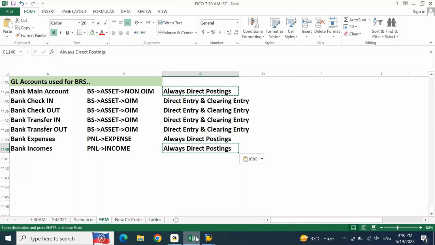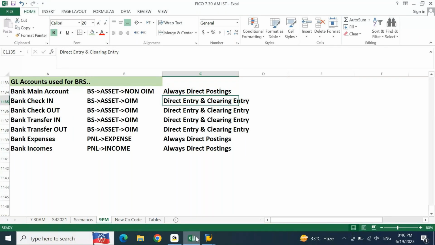because whenever you post anything to a P&L account, you have to give a debit, you have to give a credit. In short, debit, credit, both you will give. But for the open item management, there are two possibilities, two options available. One is your direct posting, the other one is clearing entry.